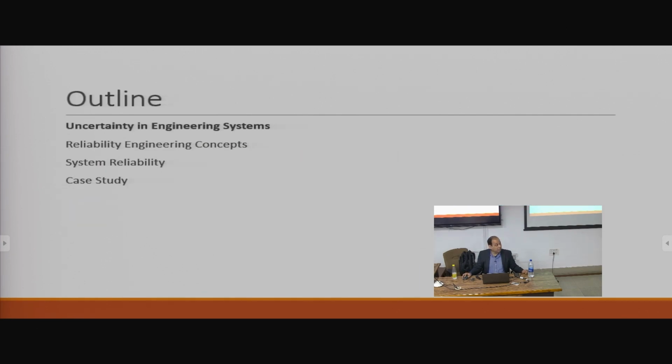So this is the outline of my presentation here. We have uncertainty in engineering systems, a pretty general description of what it means, and then sort of a long-ish discussion of reliability engineering concepts. And then from component reliability, we'll go to system reliability, and then I'll do a brief case study, which is just an exposition of a research project I worked on about 100 years ago. So, all right, let's get started.